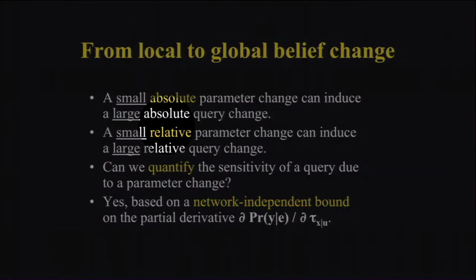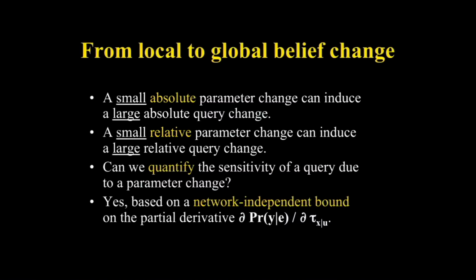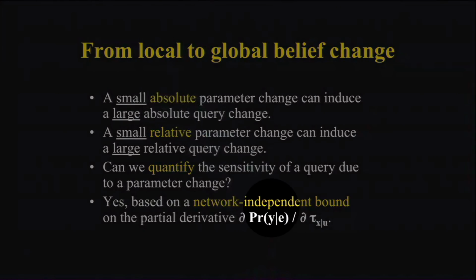Similarly, for the relative ones, so what can you do? It turns out you can actually bound the change in a query by the change in a parameter, but it all relies on how you measure change. And that's going to be the main insight here. And once more, the result will depend on a partial derivative. In this case, we are looking at a conditional query, the probability of y given e, and I'm looking at the partial derivative of that with respect to tau.